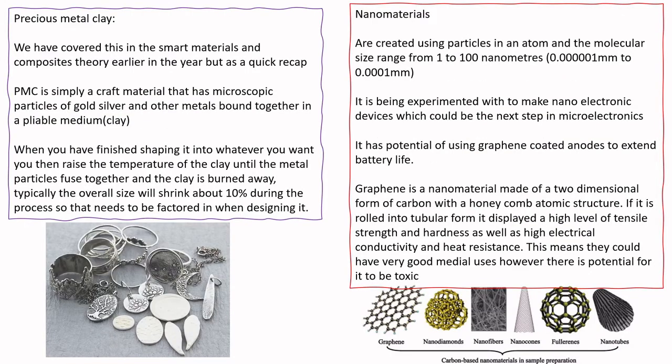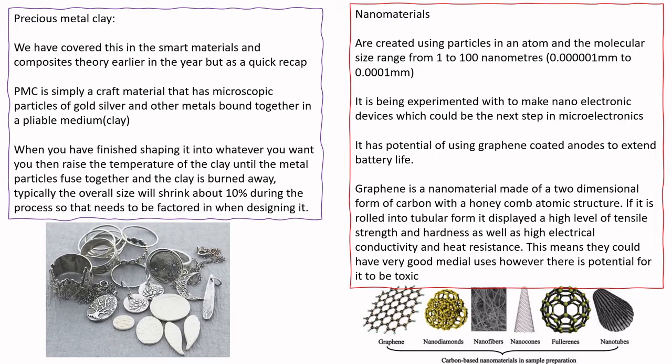We've also got precious metal clays. So we've covered this in smart materials a little bit, but we'll go over a little recap. It's just a craft material basically, and inside it you've got lots of microscopic particles of precious metal, so your gold, your silver, those types of things. And it's put inside what's called a pliable medium, and what that just means is the thing that holds it. So in this instance, it's just clay.